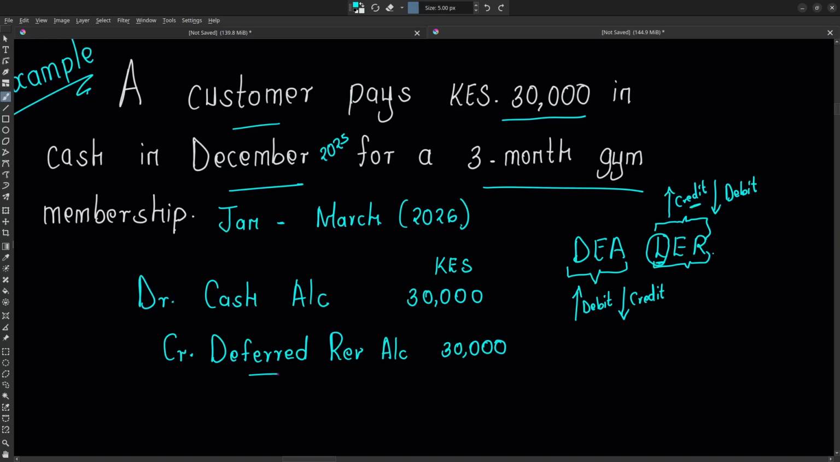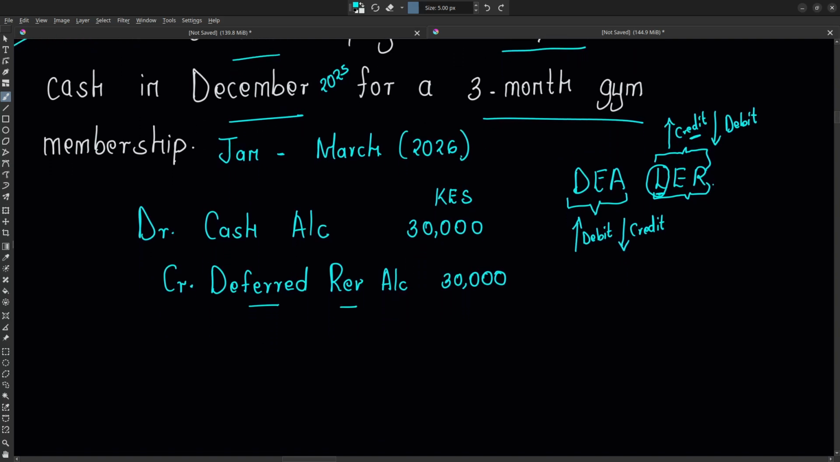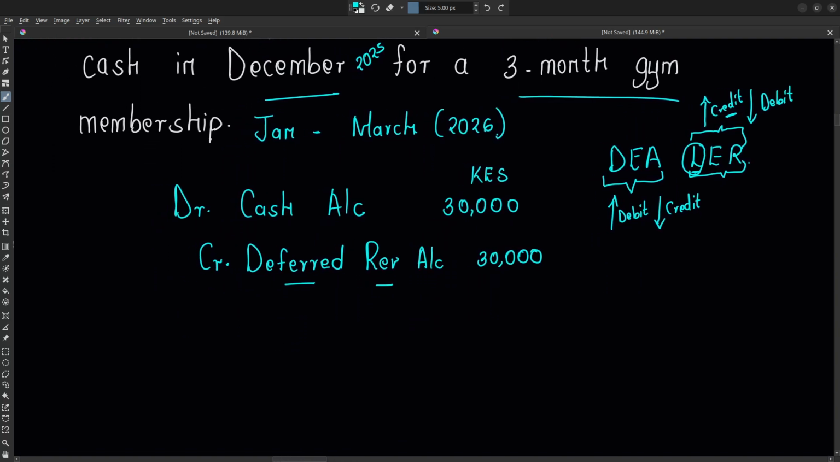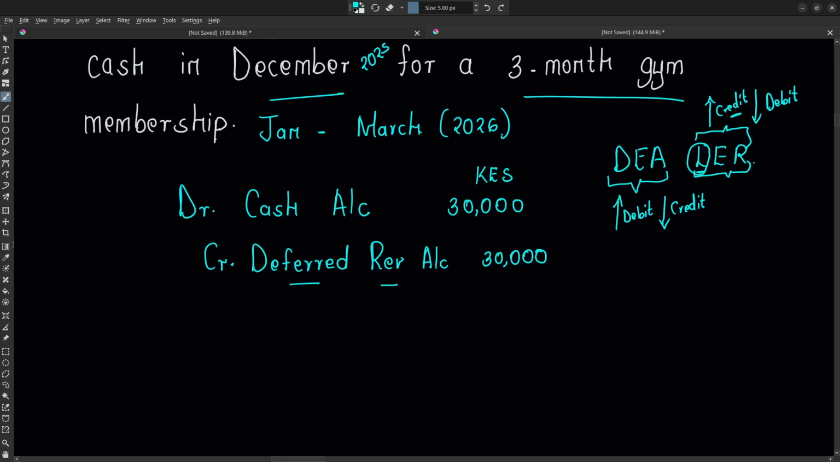That is why we are crediting the deferred revenue account, to recognize there is an increase of 30,000 to that account. Okay, so let us look. Once we get to the end of January 2026, how do we record this? We come and debit deferred revenue. When you debit a deferred revenue account, which is a liability account, what are you doing? You are reducing, and you're supposed to reduce only to the level that you have earned.